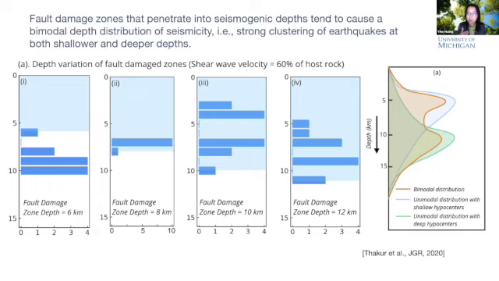However, once the damage zone gets a little deeper, we see that a lot of these hypocenters are inside the damage zone or close to the material boundary. For deeper fault zones, like 10 kilometers and 12 kilometers, we also see clustering of seismicity at both the shallower and deeper parts of the fault. This is the so-called bimodal distribution of seismicity, as observed in some regions in California.